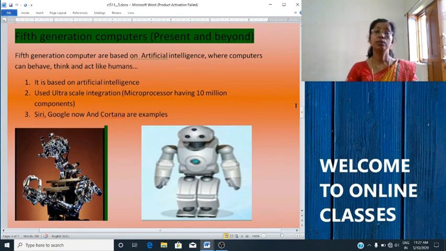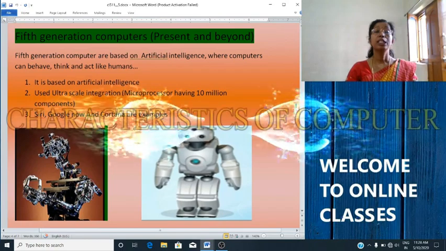Now we will study the next topic. That is the characteristics of computers. A computer is an electronic data processing machine that accepts data, processes it and gives useful information. Some of the characteristics of a computer are: first one is speed.